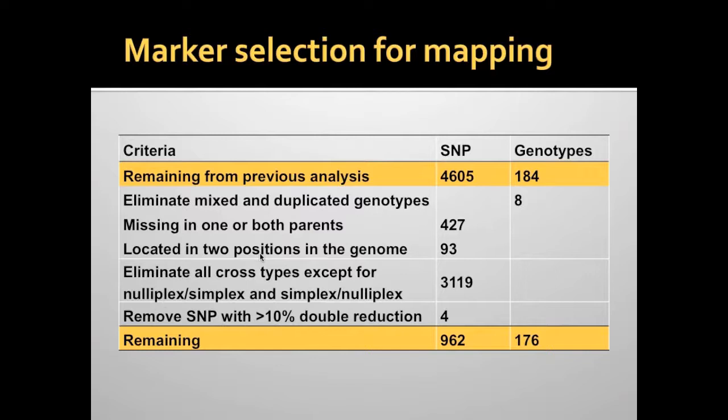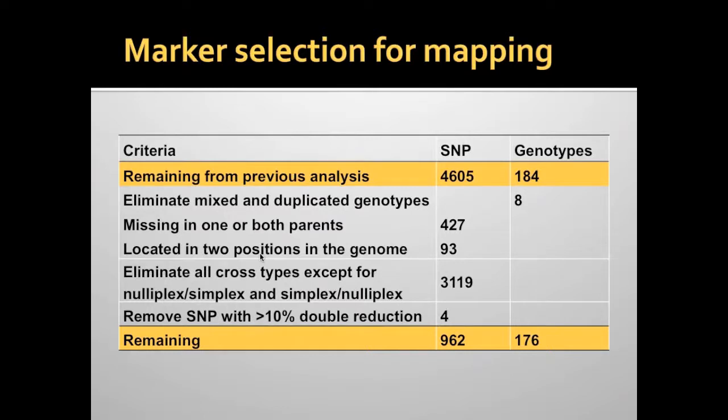Then I removed all SNPs that had one or both parents missing, and those that were located in 2 positions in the genome. Then I just kept all the crosses that were nulliplex by simplex and simplex by nulliplex, and I removed all those SNPs that had more than 10% of double reduction. After doing that, I had 962 SNPs remaining in 176 genotypes.